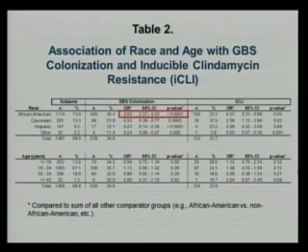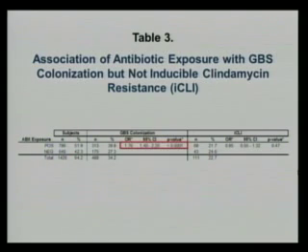This is another table, association of race and age with GBS colonization and inducible clindamycin resistance. So in previous studies, we had shown that African American race is a risk factor for being colonized with GBS. We proved that also. We showed that our odds ratio, you are 3 times more likely to be colonized with GBS if you're African American than if you're not. So that is what we got from this table. Table 3, association of antibiotic exposure with GBS colonization but not inducible clindamycin resistance. So patients that were exposed to antibiotics, this is any antibiotic, not just for STIs, but for UTIs and whatever they were treated for, were almost 2 times more likely to be colonized with GBS. This is not clinda-resistant strains, this is just GBS in general.